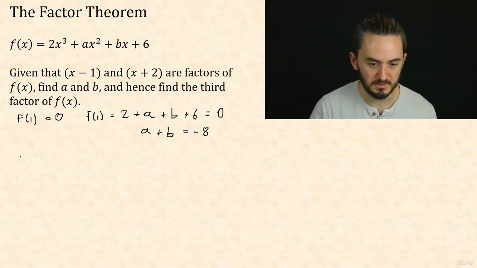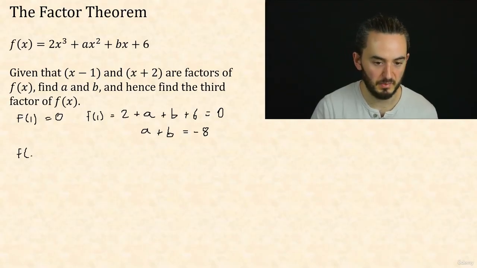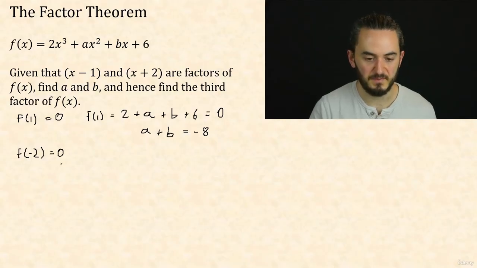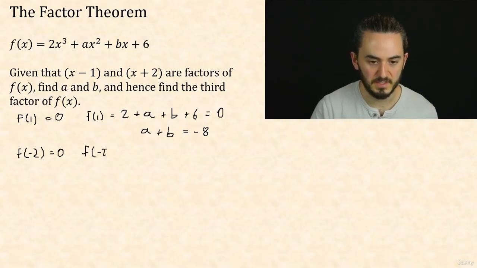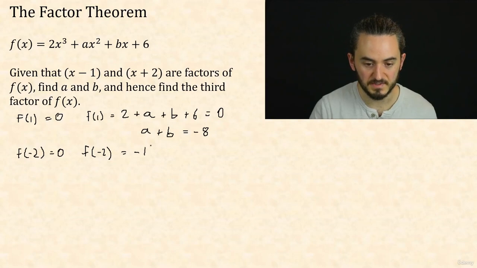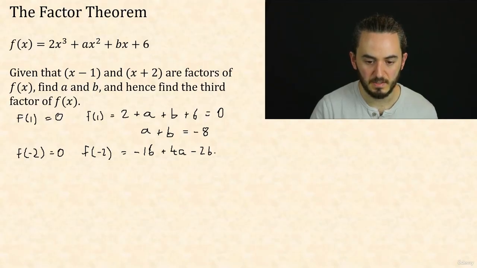Maybe you're already getting the sense that simultaneous equations are on the way, because look, I've got one equation with two unknowns, and I'm about to get another one here. f of minus 2 should be 0 because x plus 2 is a factor, and f of minus 2 is 2 times negative 2 cubed. Negative 2 cubed is negative 8, and 2 of those is negative 16. And negative 2 squared is 4, so we're going to get 4a. And negative 2 times b is minus 2b. And finally, plus 6 is plus 6.